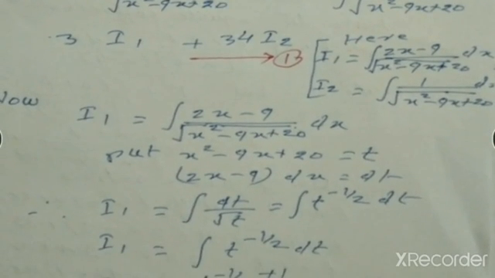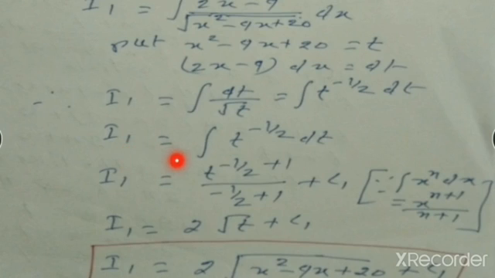Now I1 is equal to integration of (2x minus 9) upon root of (x square minus 9x plus 20). See how to do this integration. For this one, put x square minus 9x plus 20 equal to t. This is the substitution method. The differentiation of x square minus 9x plus 20 can be written as (2x minus 9) dx equal to dt. Now substitute in I1. I1 is equal to integration of dt upon root t, which is equal to integration of t raised to minus 1 by 2 dt.